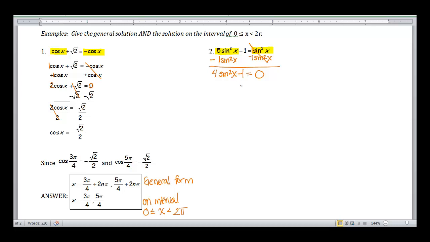Now I can continue solving. So I need to add or subtract first, so we'll add my 1. Divide by 4.